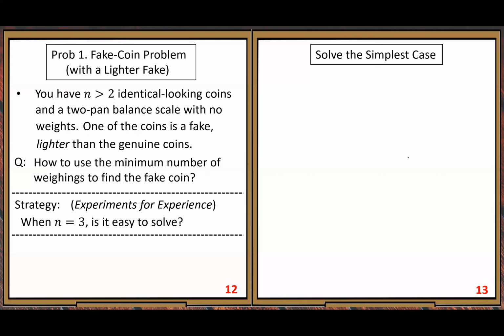I was thinking, if instead of n equals 3, if we had n equals 9, could we split it into groups of 3 coins and then just compare the 3 groups? And turn it into the simple case. Great. That's the essence of this method. We divide all our coins into 3 even piles. Why 3? Why not 2? Why not 4?